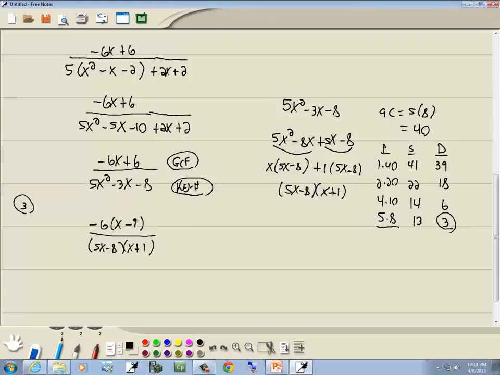Now step 4 in this one we don't have to do. It says cancel if possible. Well, we have an x minus 1 and we have an x plus 1. That's as close as it gets, but they have to be exactly the same for you to cancel. So this would be our answer.